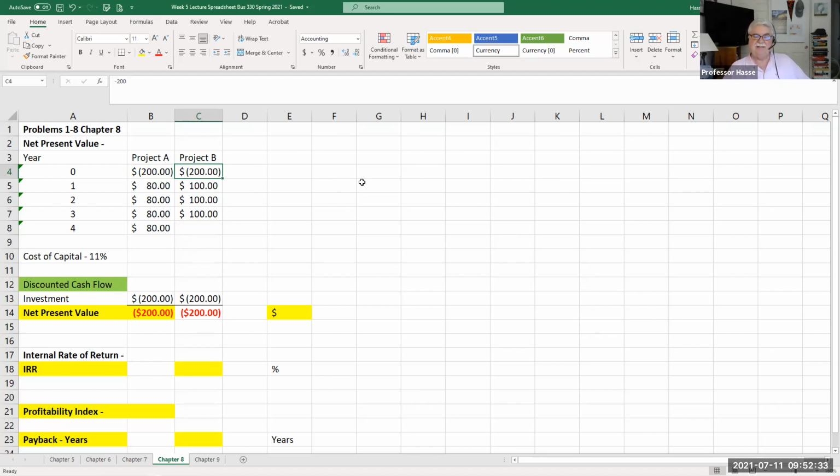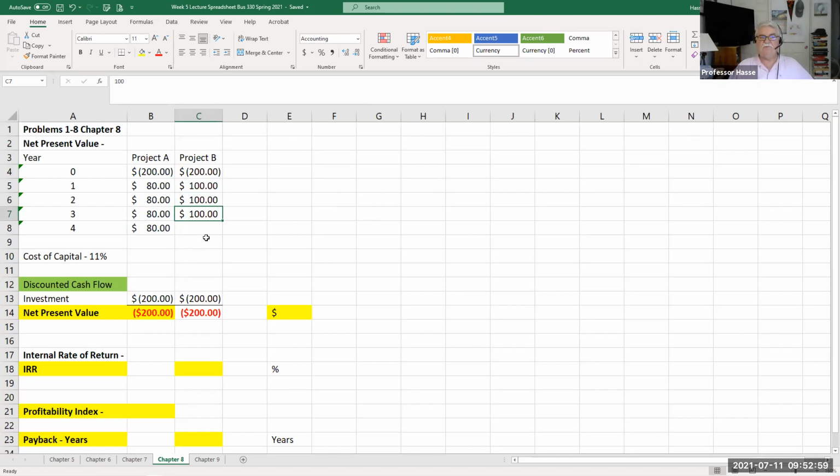But it's estimated and given to us in the problem that project A is going to generate cash profits of $80 a year for 4 years. That's $320. And project B is going to generate cash flow of $100 a year for 3 years. That's $300. Now the question is, what is the best investment? What is giving us the greatest return?